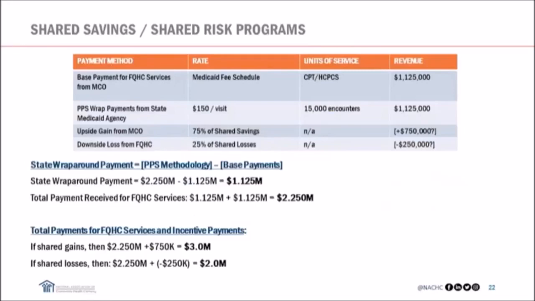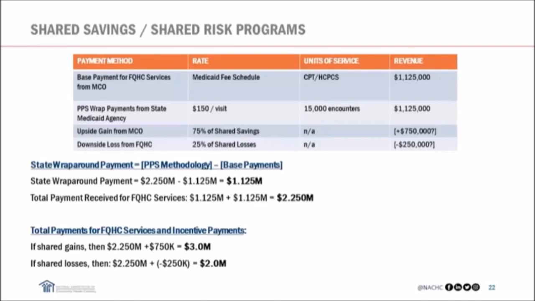The first line here, like in the last, is the amount of money the health center earns from the MCOs, and let's assume for this purpose, again, they're reimbursed by the MCOs using the state Medicaid fee schedule, and they earn $1,125,000. The health center's PPS rate is the same, $150 per visit. They have 15,000 encounters, so they're entitled to earn from the state $1,125,000 in total. They also have some upside gain. Let's say they arranged with their ACO upside gain up to 75% of shared savings and potential downside losses of 25% of shared losses. So they could be at risk for up to $250,000 in losses.